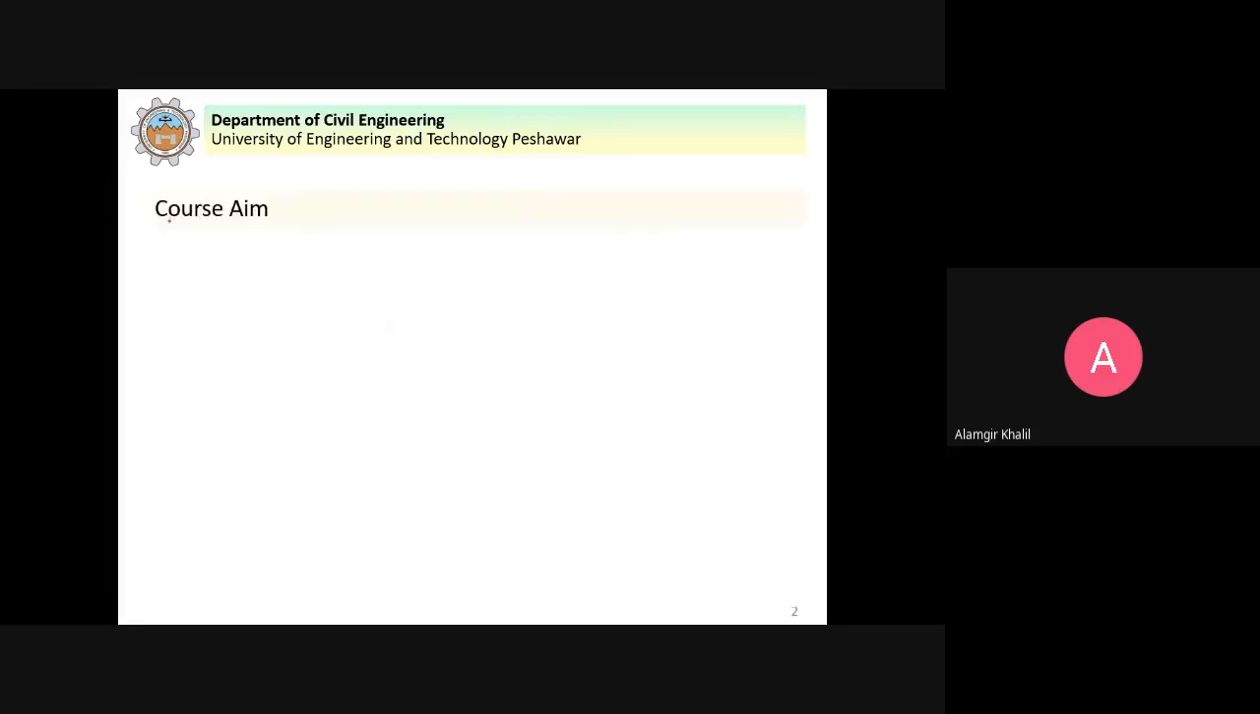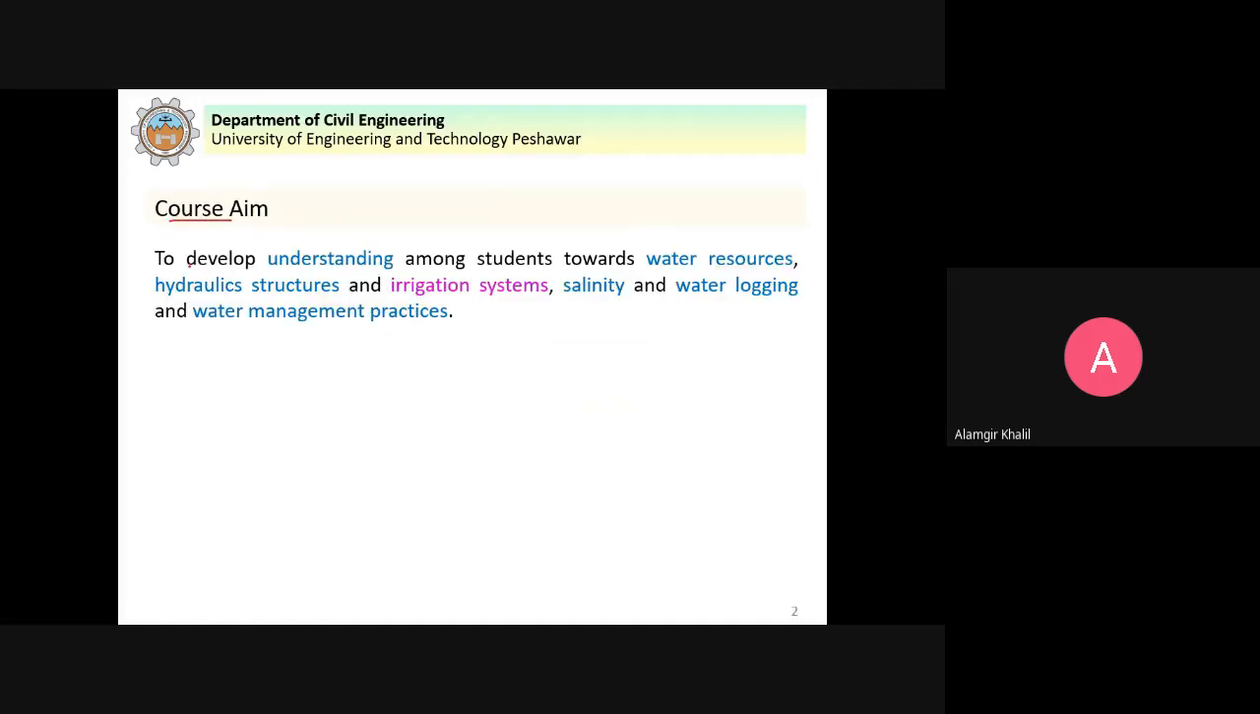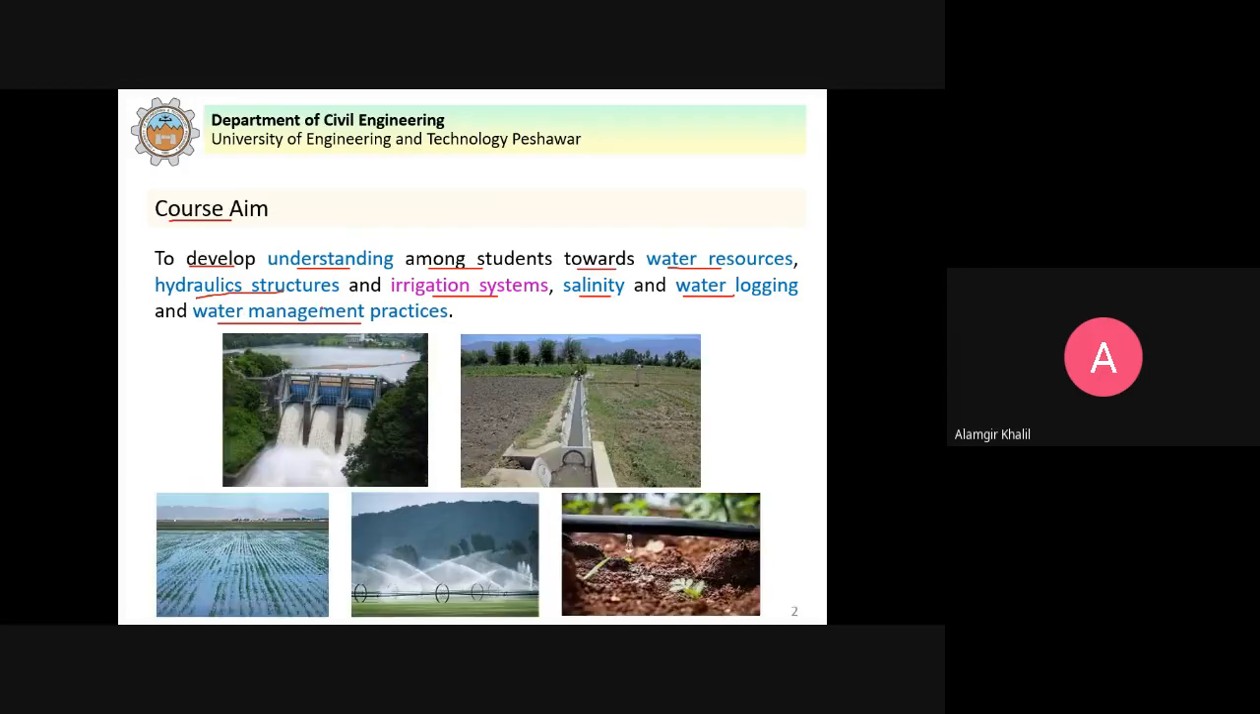First, we discuss the course aim: to develop understanding among students towards water resources, hydraulic structures, and irrigation systems, salinity and water logging, and water management practices. So this is the course aim. We have to study about the water resources, what are the different sources of water available to us, and then we will discuss the water resources availability in the context of Pakistan.